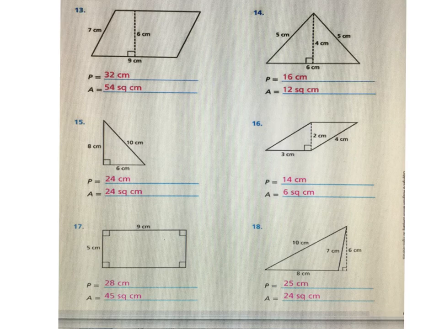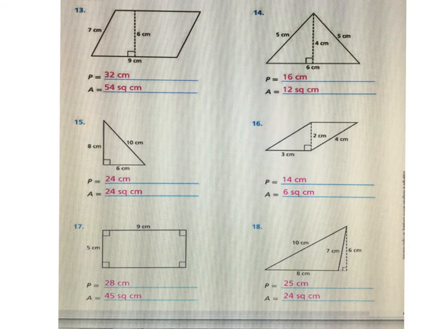Number 13, perimeter is 32, area is 54 centimeters squared. 14, perimeter is 16 centimeters, area is 12 centimeters squared. 15, perimeter is 24 centimeters, area is 24 centimeters squared. 16, perimeter is 14 centimeters, area is 6 centimeters squared. 17, perimeter is 28 centimeters, area is 45 centimeters squared. And number 18, perimeter is 25 centimeters, and area is 24 centimeters squared. If you missed any, go back and figure out what you did wrong, find your mistakes, and then we'll be ready to move on.